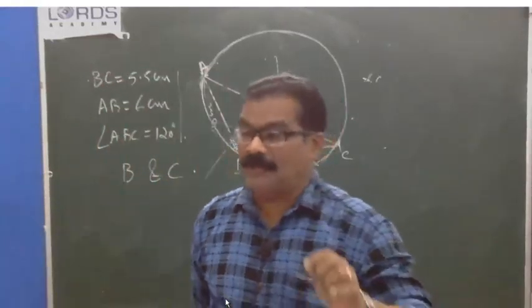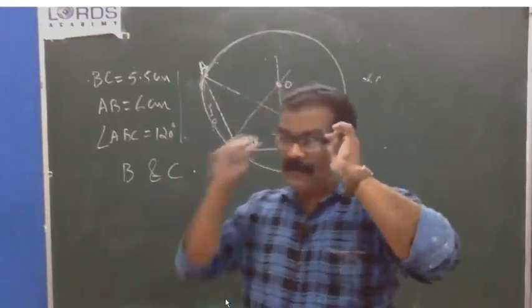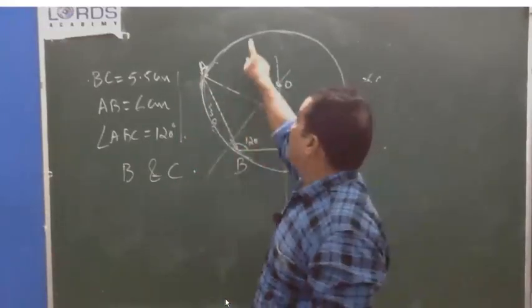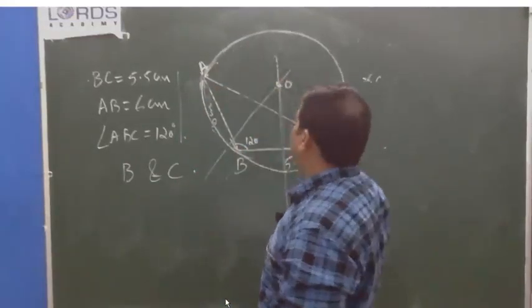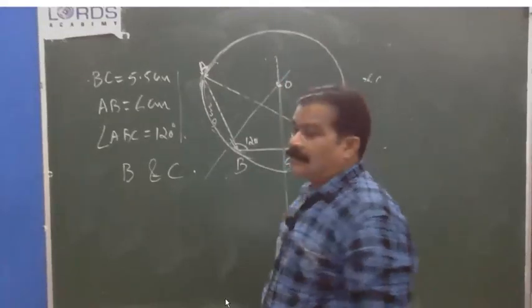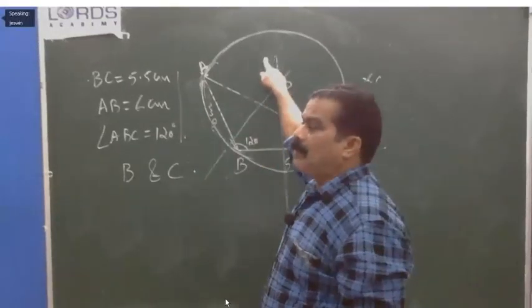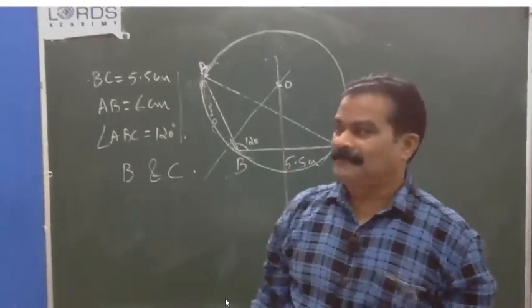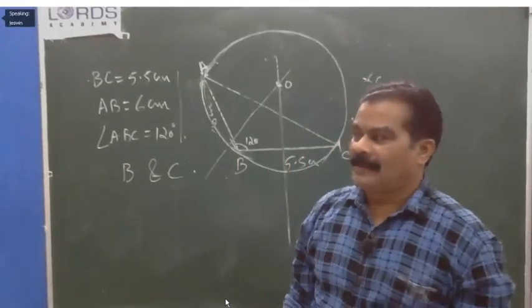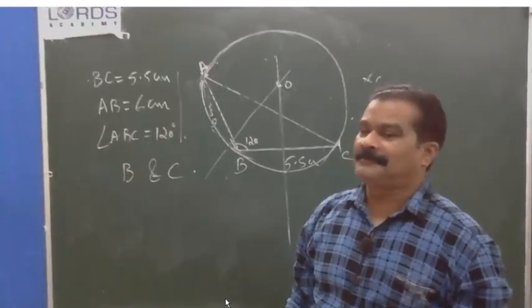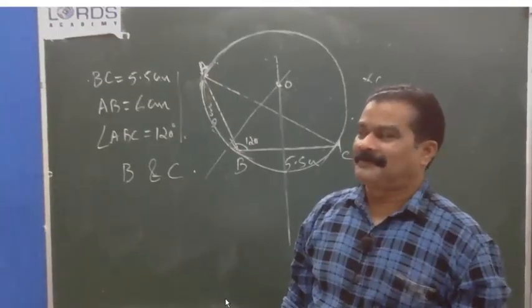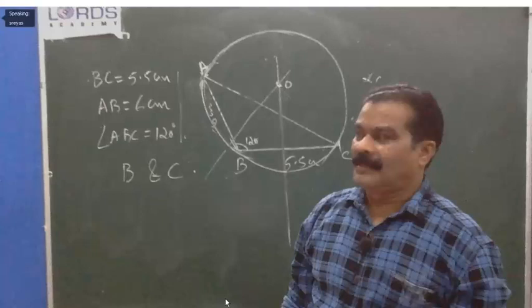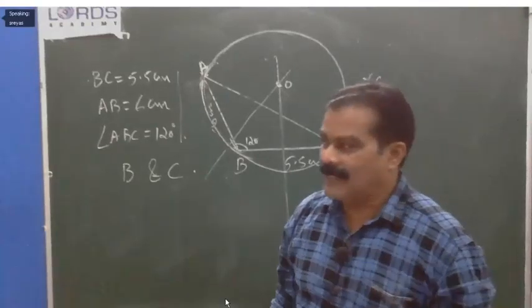What is the meaning of that? Please tell me. There is a point P, and that point should be equidistant from B and C. What is the meaning of that? Tell me. Trisha, tell me. Hello? Yes, once again, please repeat.